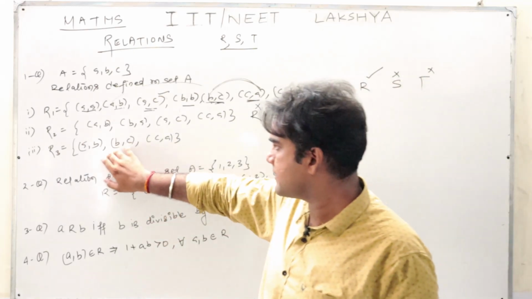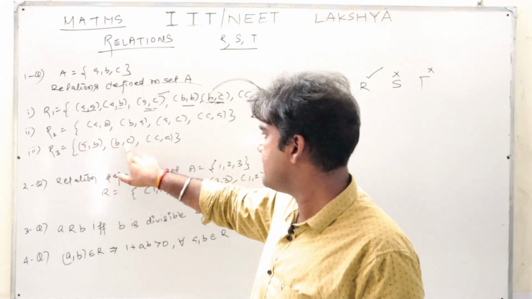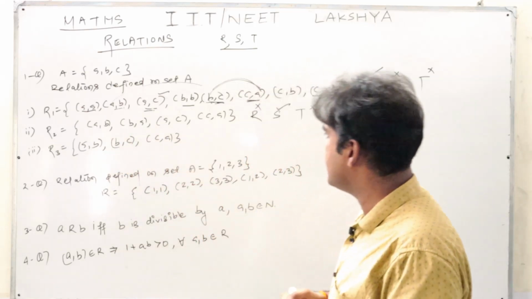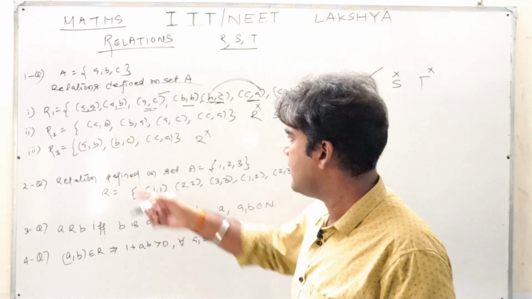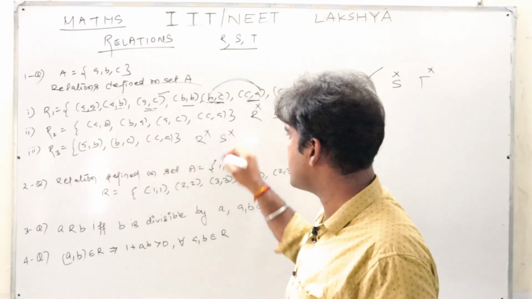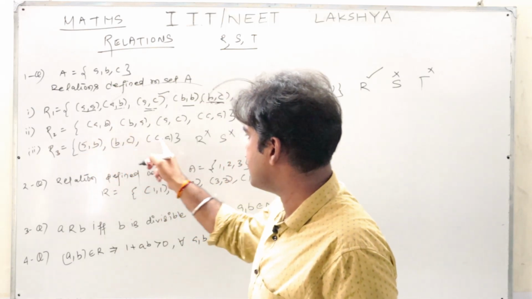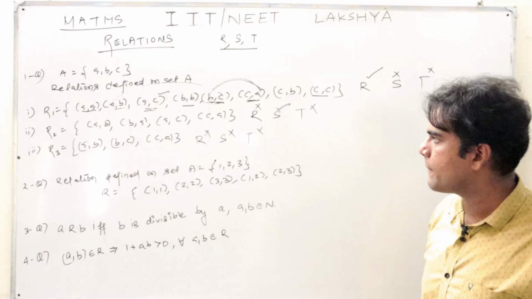Let us see this. AB is there, BC is there, AC is not there. So it is not reflexive because AA, BB, CC, nothing is there. AB is there, but where is BA? It is not symmetric also. And transitive, AB is there, BC is there, but where is AC? CA is there, AC is not there, so it is not transitive. This is none. Basically it is none.